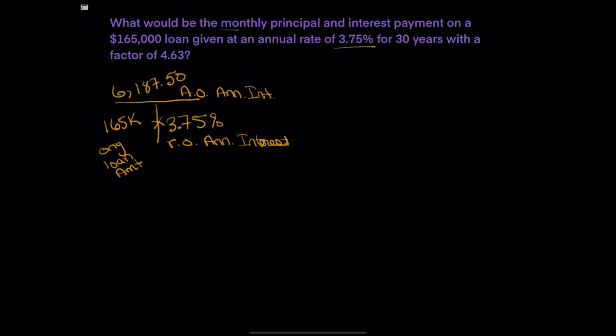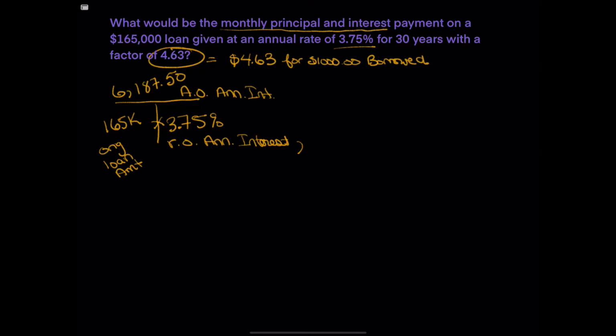We're actually looking for a monthly principal and interest payment. So let's make another T-bar and go to our next rate. And it turns out our next rate is this factor. This factor is saying, hey, the buyer is going to pay $4.63 for every $1,000 that they borrow.